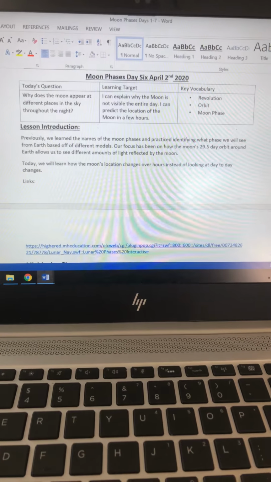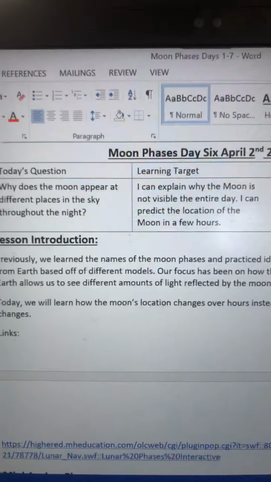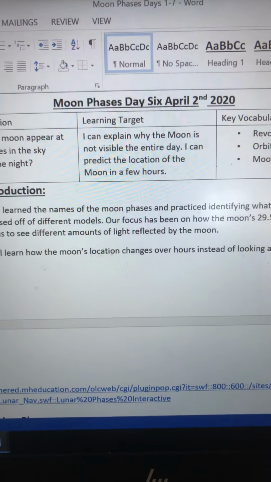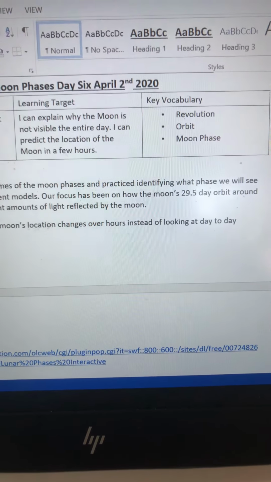Moon phases day 6, April 2nd. Here's today's question at the top, the learning target, and key vocabulary.